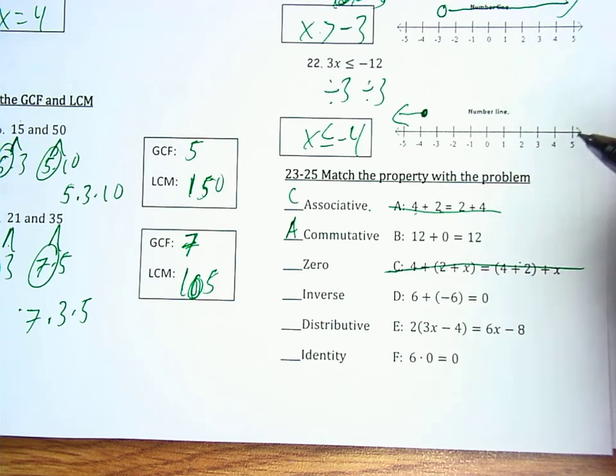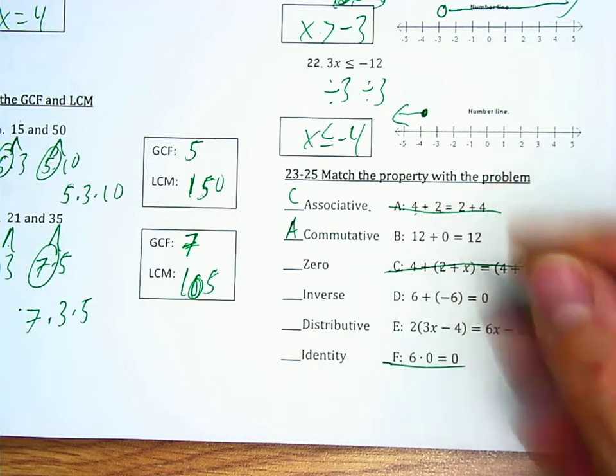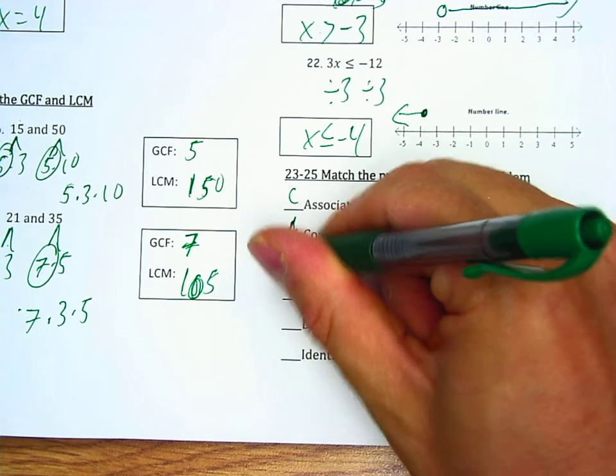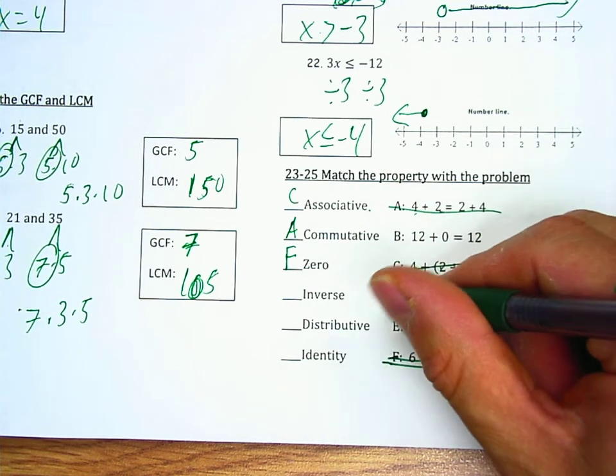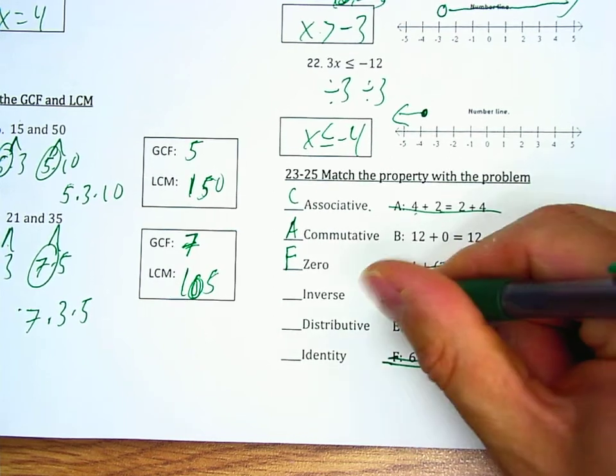All right, the zero property. Remember, the zero product property always has to be multiplied by 0. It's multiplication only, not addition. So that is F. All right, inverse. Inverse operations are when you add an opposite or when you divide. And so in this case, I have the adding and the opposite operation, D.